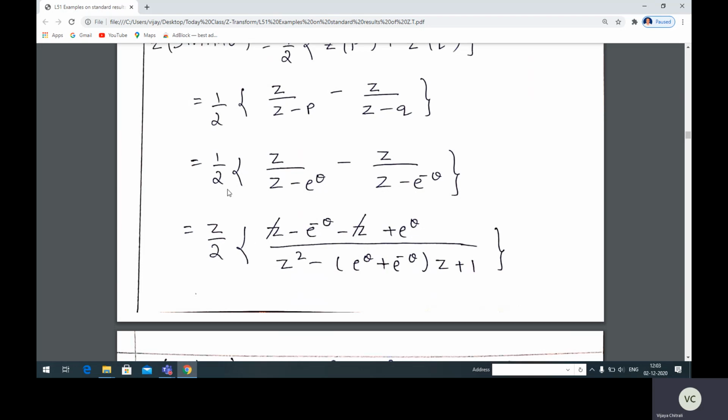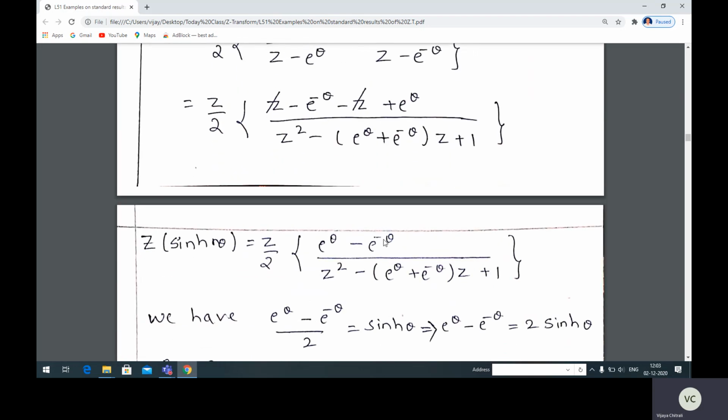So next step will be z by 2 common for both the terms. So z minus e raised to minus theta minus z plus e raised to theta divided by z square minus 2z plus z square minus e raised to theta plus e raised to minus theta into z plus 1. So minus z plus z gets cancelled. So e raised to theta minus e raised to minus theta divided by z square minus e raised to theta plus e raised to minus theta z plus 1. But e raised to theta minus e raised to minus theta is equal to 2 sine hyperbolic theta, and e raised to theta plus e raised to minus theta is equal to 2 cos hyperbolic theta.